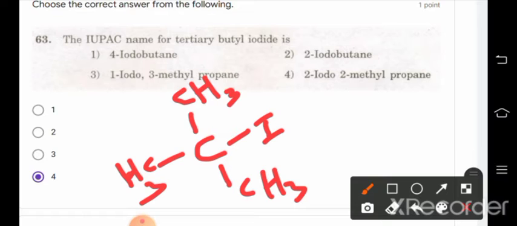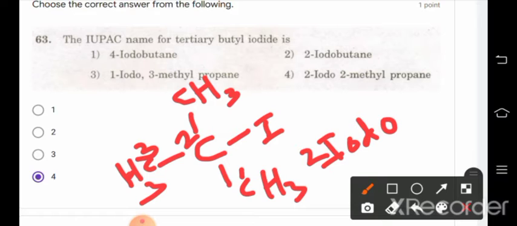In the IUPAC nomenclature of an organic compound, we have to select the longest chain of carbon atoms. Here I will start numbering: this is the first carbon atom, this is the second carbon atom, and this is the third carbon atom. In the IUPAC nomenclature of haloalkanes, first we have to name the halogen atom. So here the IUPAC name becomes 2-iodo.